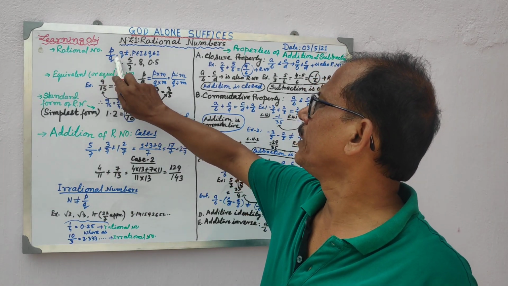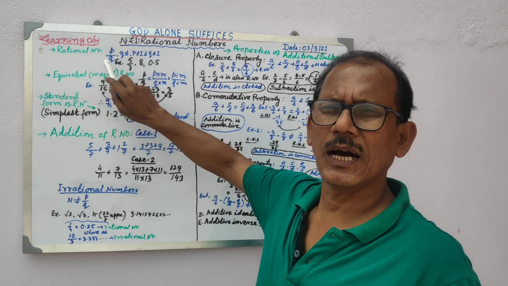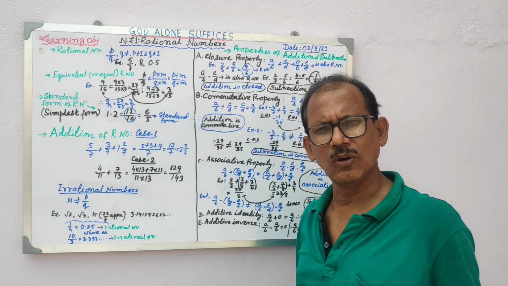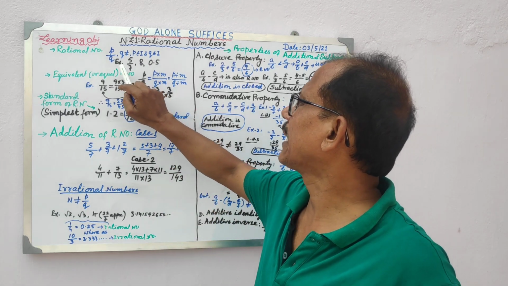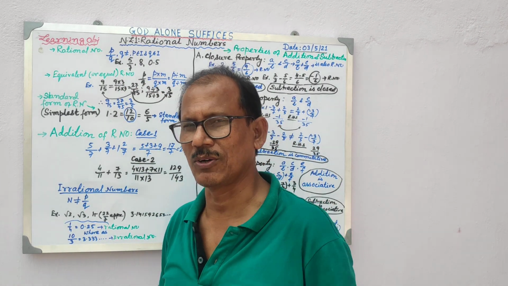Therefore, the denominator won't be 0. So q won't be 0. p and q both are integers. But q cannot be the 0 integer. Other than 0, all the rest of the integers can be. We'll take an example. A fraction is a rational number. That is what I wanted to say to you.